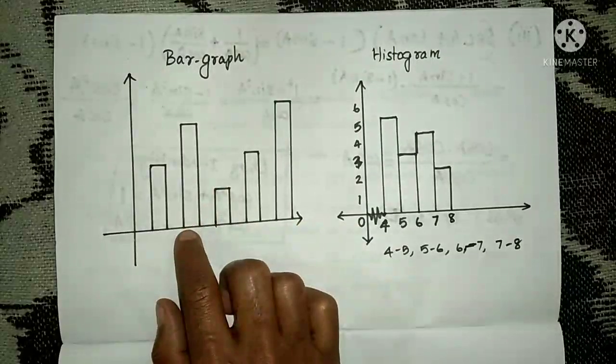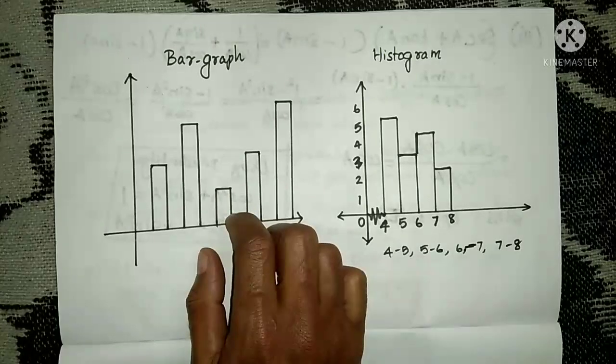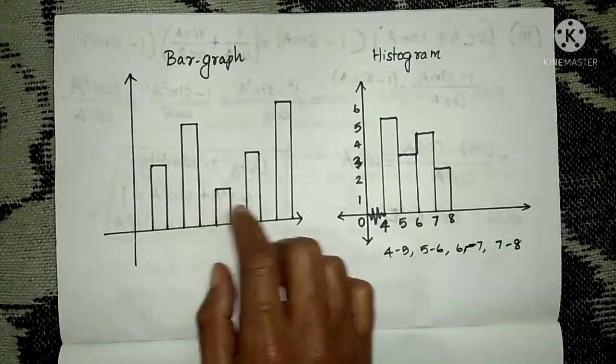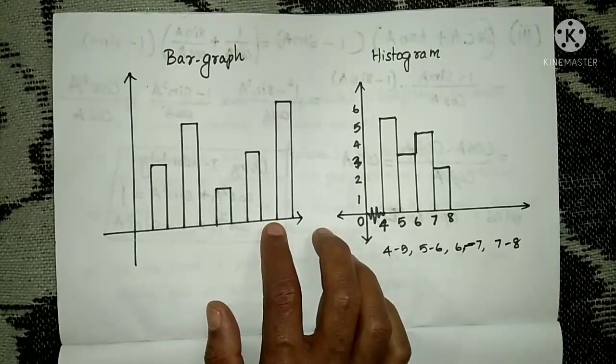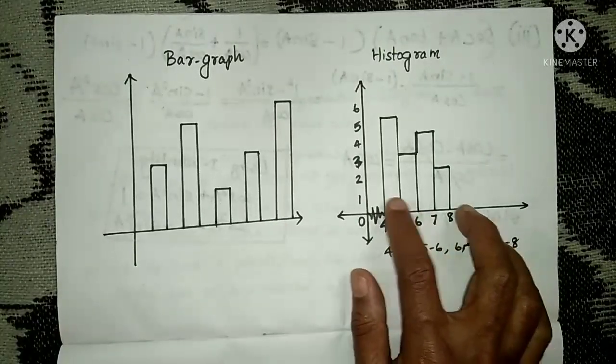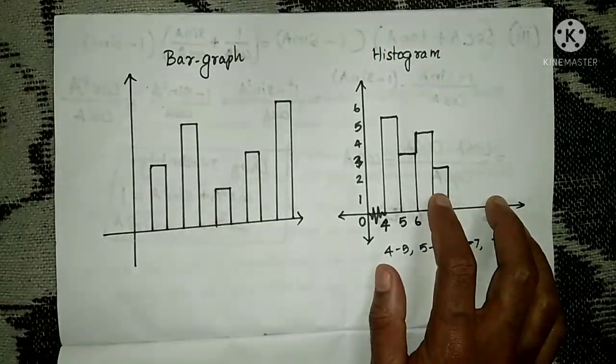Bar graph എന്ന് പറഞ്ഞാൽ it has the gaps between each entry, each frequency. അങ്ങനെയാണ് നമ്മൾ ബാർ ഗ്രാഫ് വരയ്ക്കുക. There will be a gap. In histogram, there will not be gap between the bars. അത് ഒന്നാമത്തെ difference.